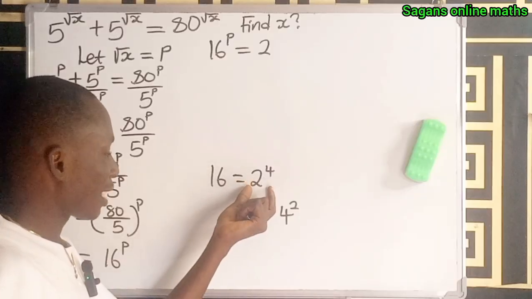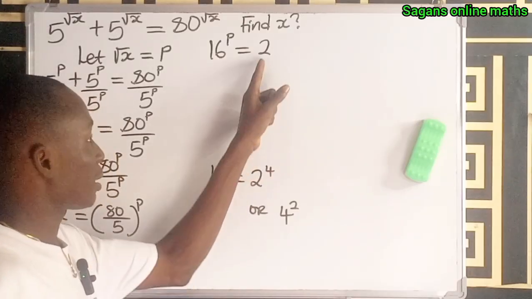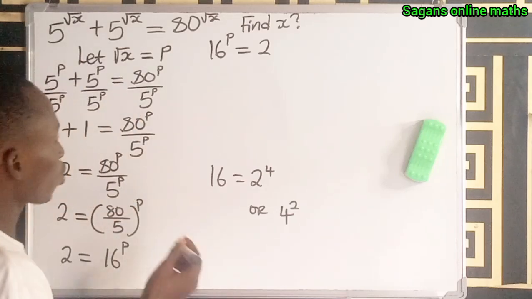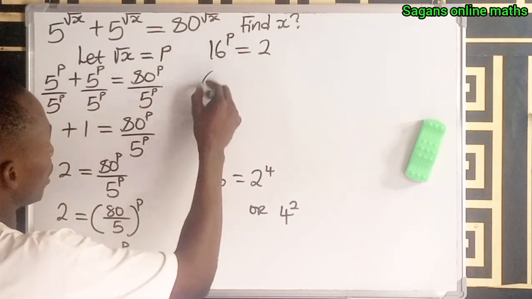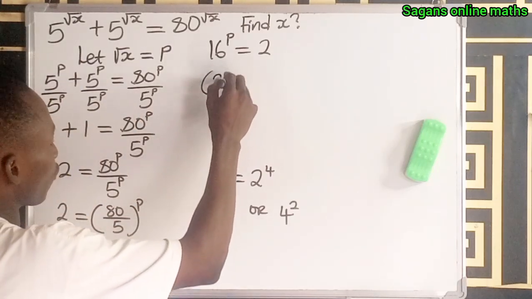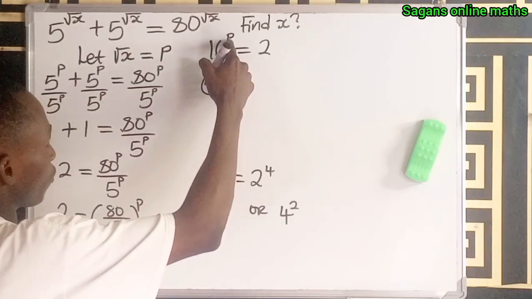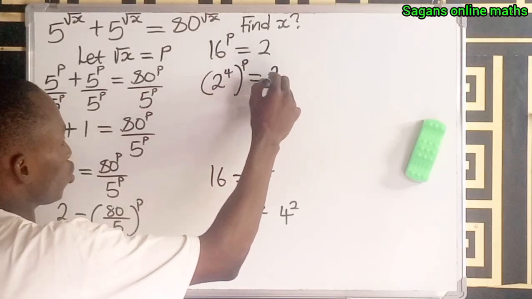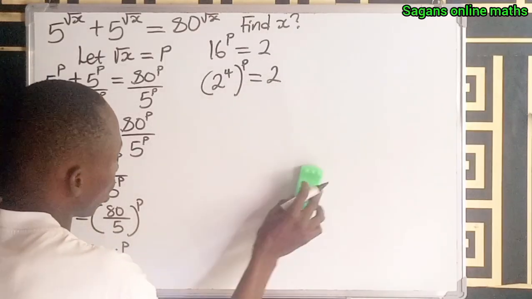Why are we taking this? We are taking 2 to the power of 4 because here the base is 2, so you can easily work with the powers. So we are not wrong. You can also write this as, we know that 2 to the power of 4 represents 16, and the power of this 16 here is p, so (2 to the power of 4) all to the power of p equals 2. Right? Alright.